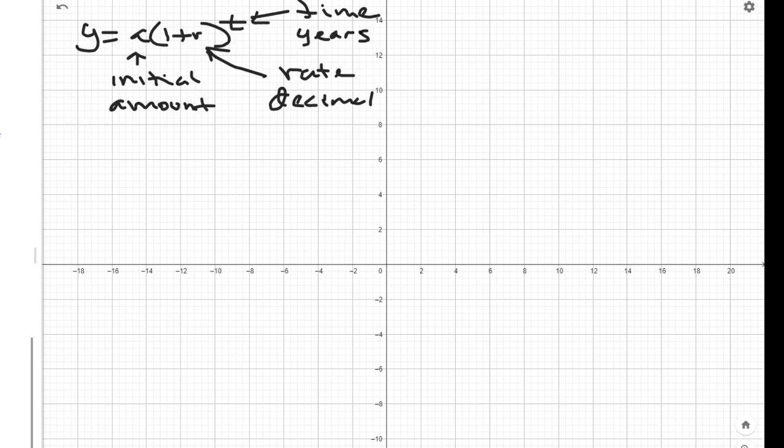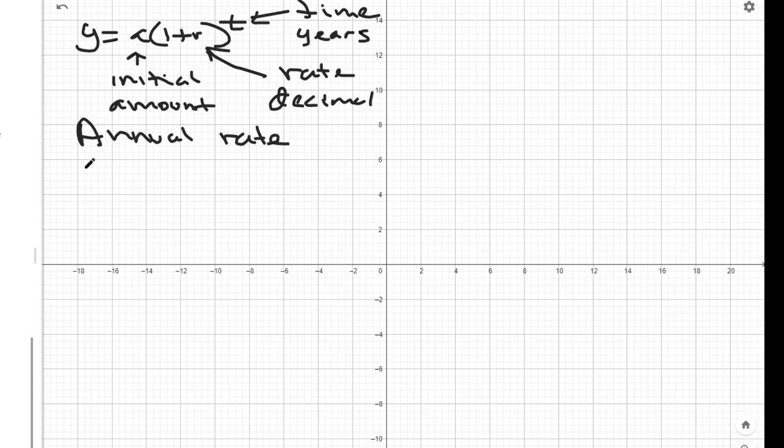So this is what we call the annual rate equation. Annual means just once a year. In a few minutes, we'll look at another equation where you have to do this more than once a year, and we call that compound inequality or compound equation.